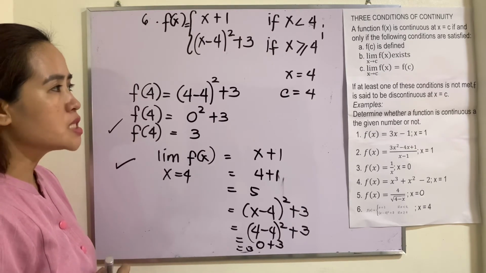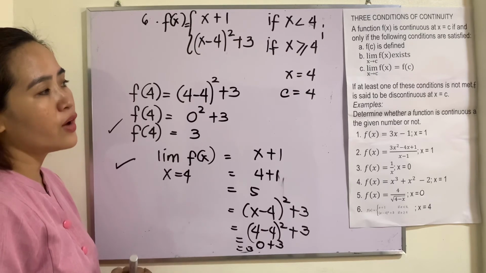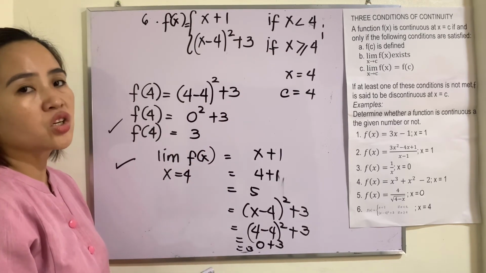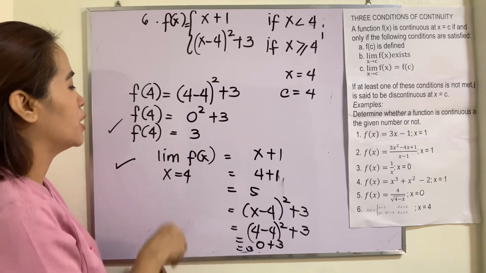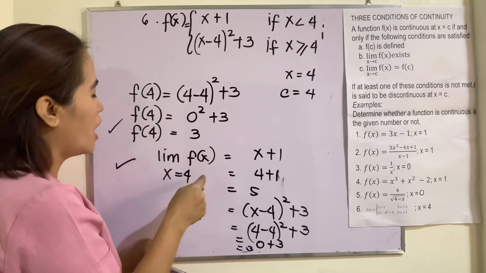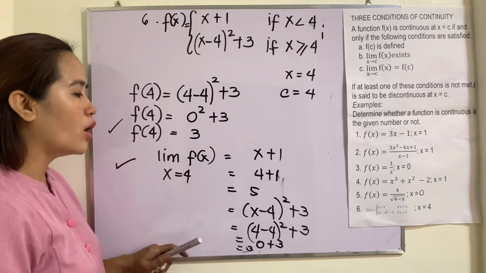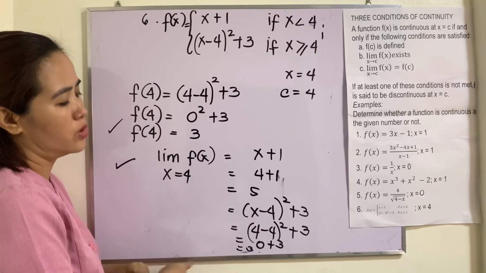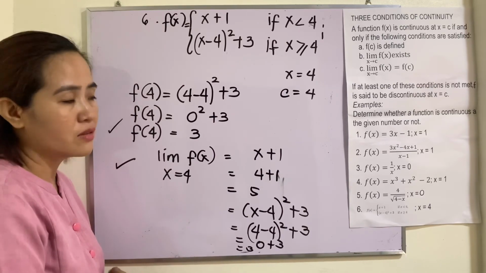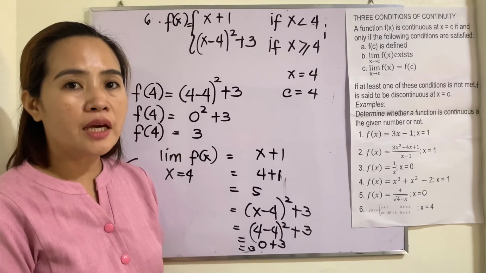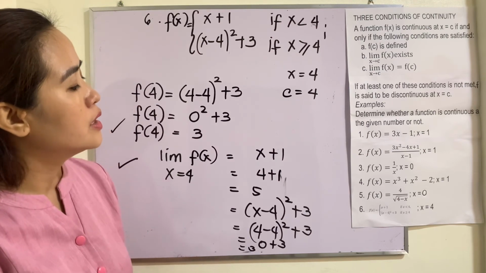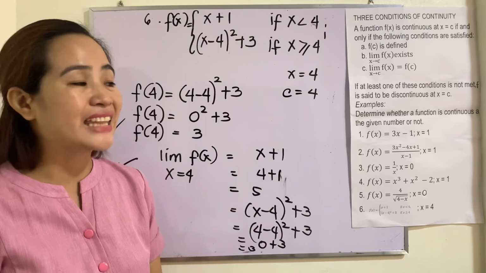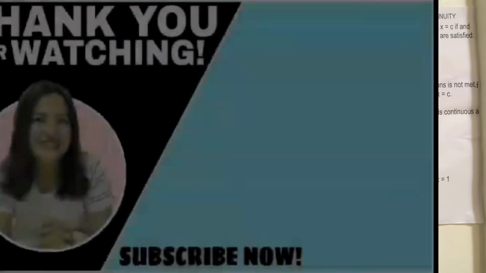Now, is condition C satisfied? We can say that condition C is not satisfied because f of c is 3 and our limit of f of x as x approaches 4 is 5, and of course 3. Okay, so they are not equal. So if that is the case, we can therefore say that the piecewise function is not continuous at x equal to 4.